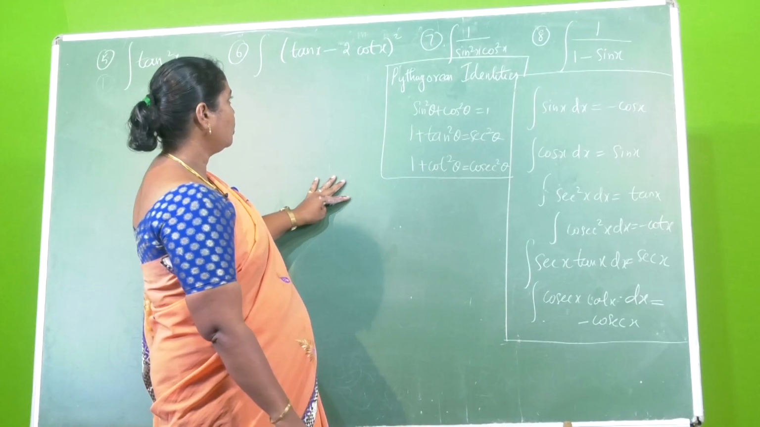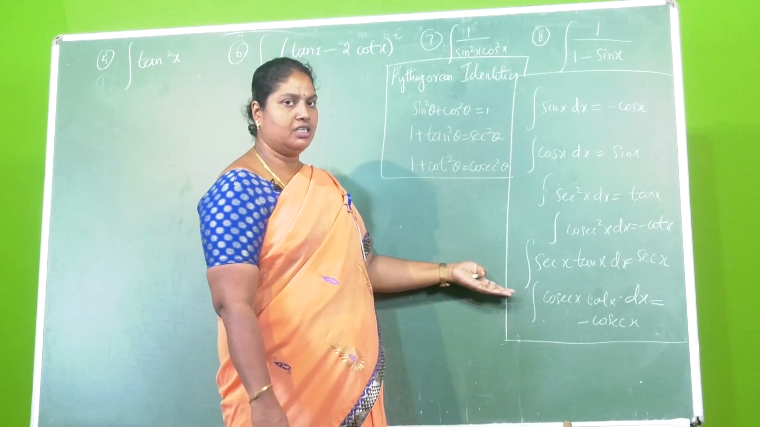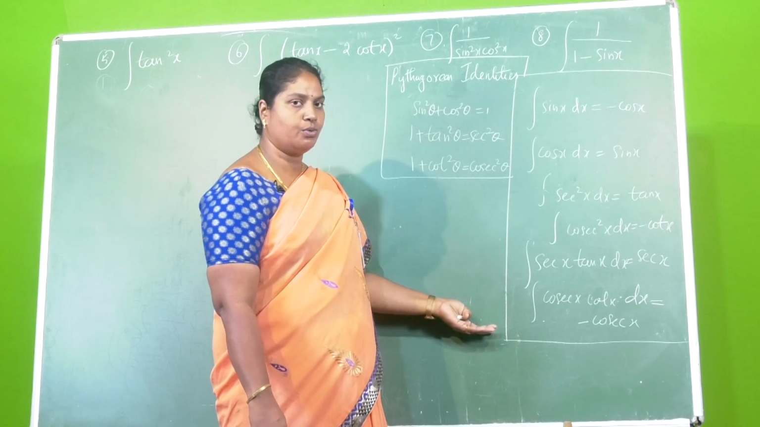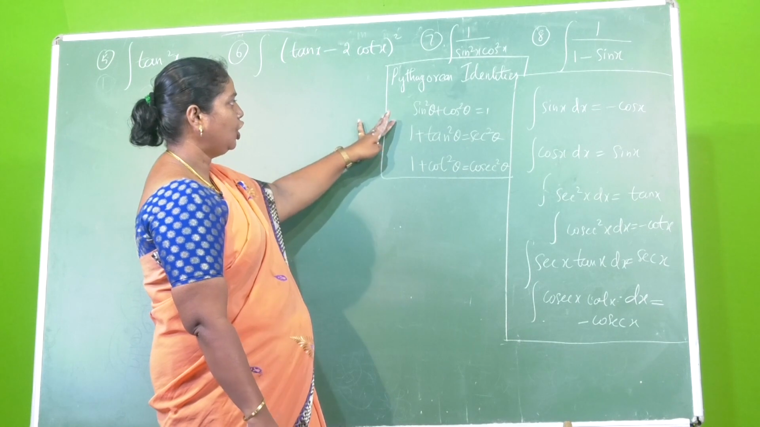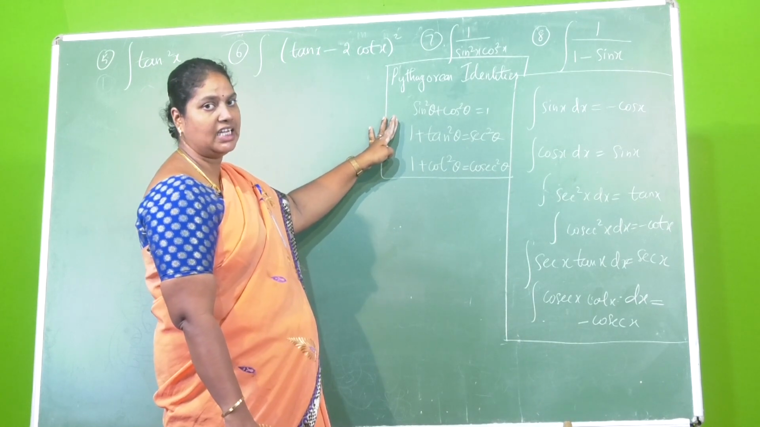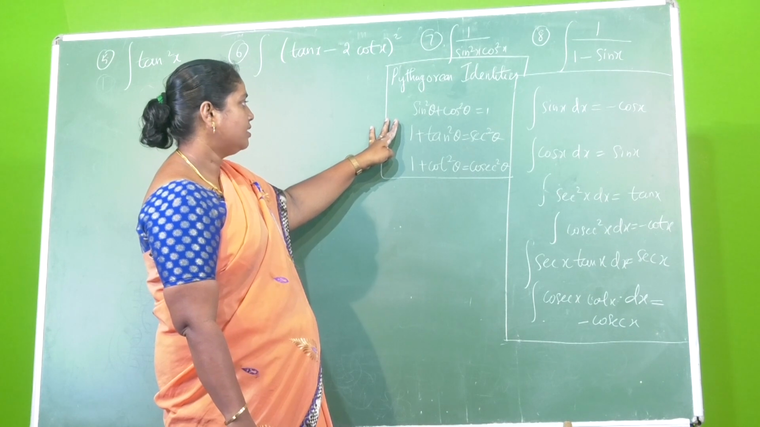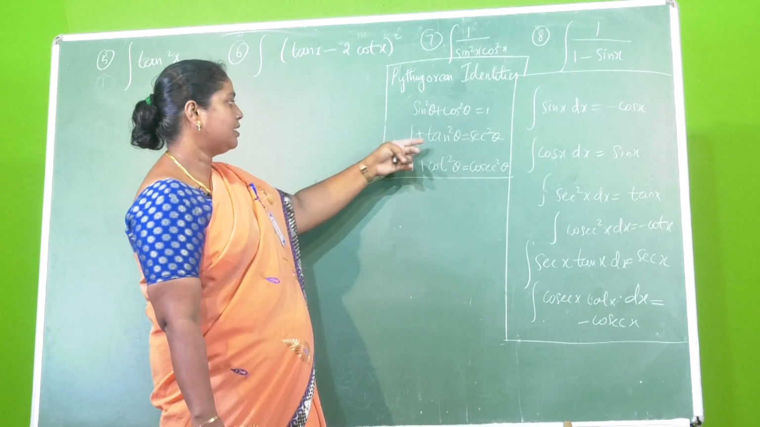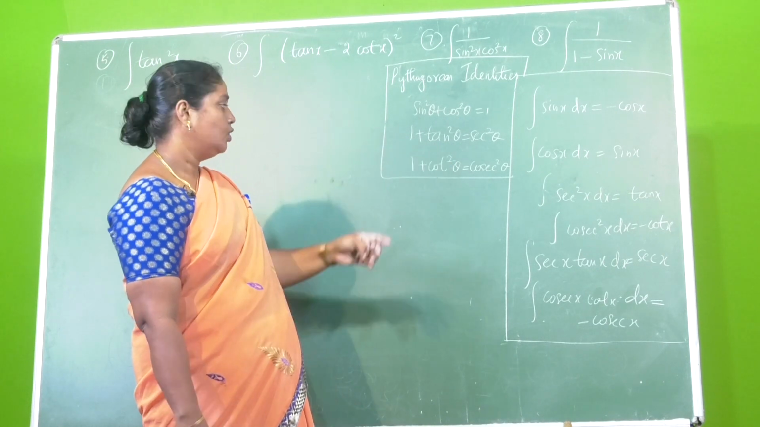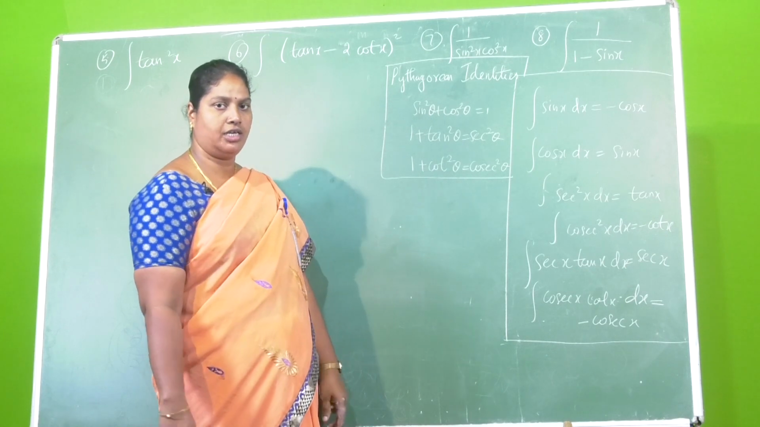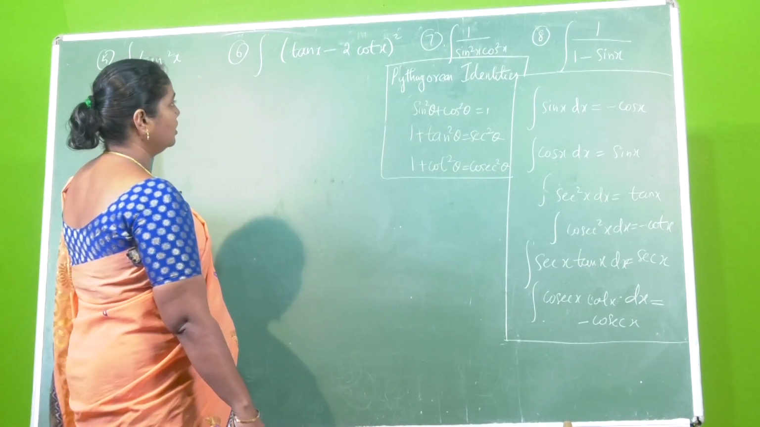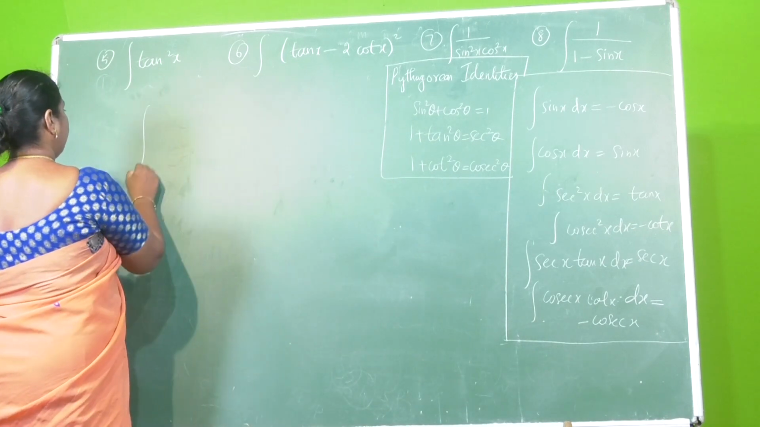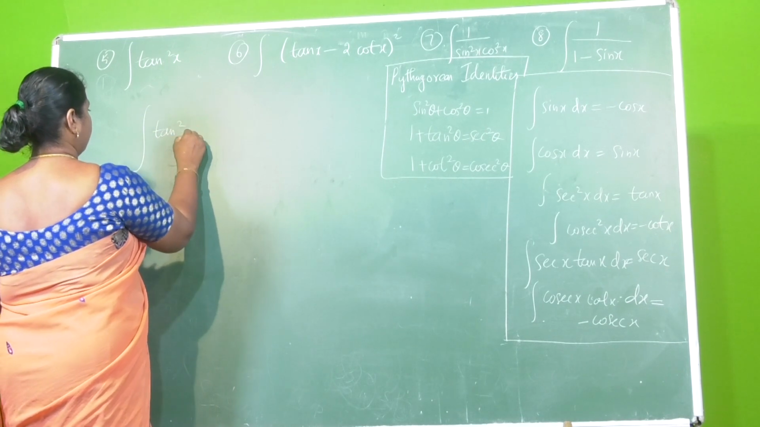So now we are going to solve problems involving trigonometric expressions: sin x, cos x, secant square x, cosecant square x, and so on. For that, we are going to apply the so-called Pythagorean identities. So the famous identity is sin square theta plus cos square theta equal to 1, 1 plus tan square theta equal to secant square theta, 1 plus cot square theta equal to cosecant square theta. So shall we solve these 4 problems? The first problem is integral tan square x.